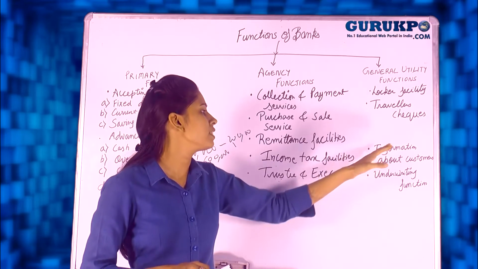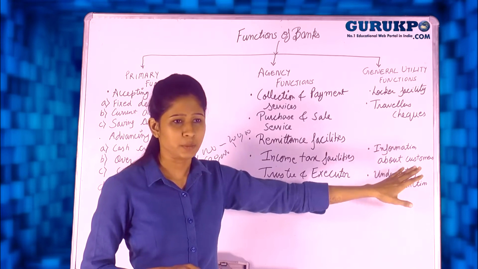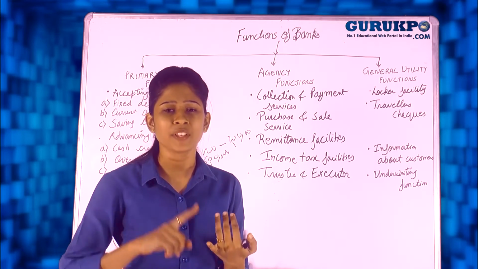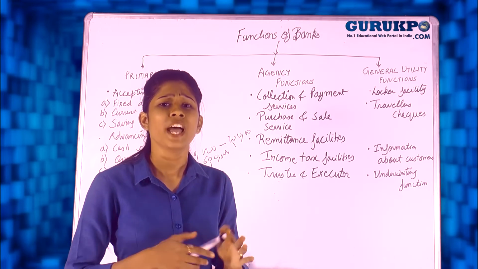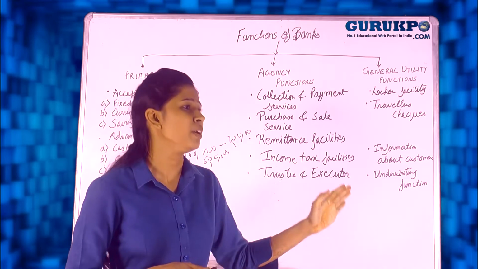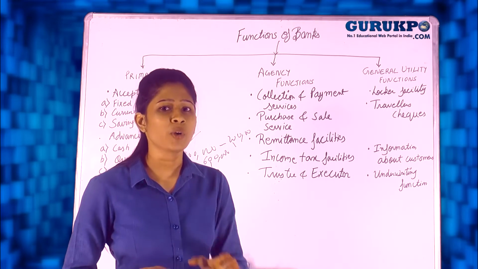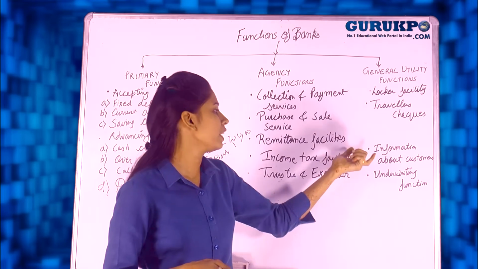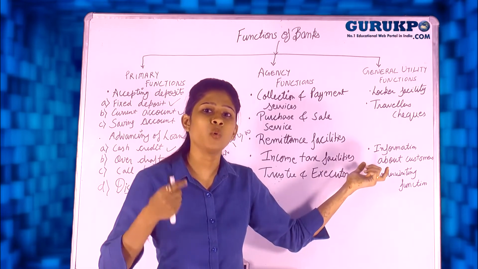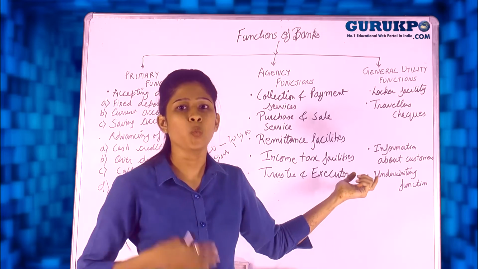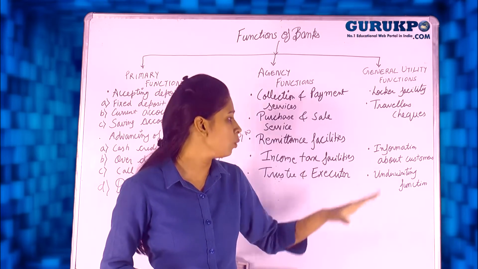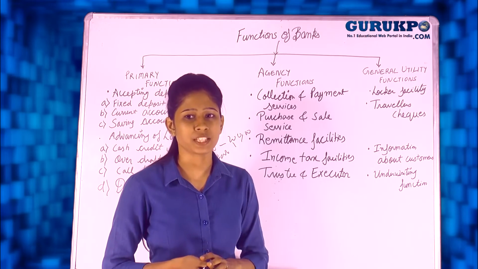Next function is information about the customer. As the bank has all the details, the saving account, current account and different accounts of the customer, therefore it can tell about the customer's credit worthiness. So how well the customer is doing financially can be known by the information about the customer.